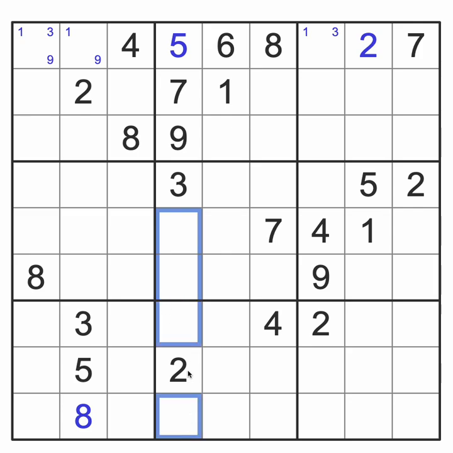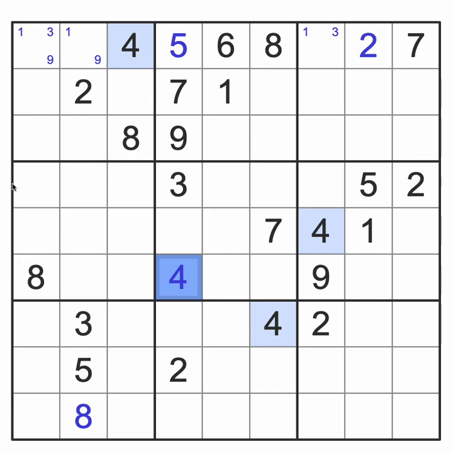Okay, so on column 4 there is only one cell that's not blocked by 4. 4 in box 8 blocks this cell and this cell, and 4 in box 6 blocks this cell. That gives me 4 here.